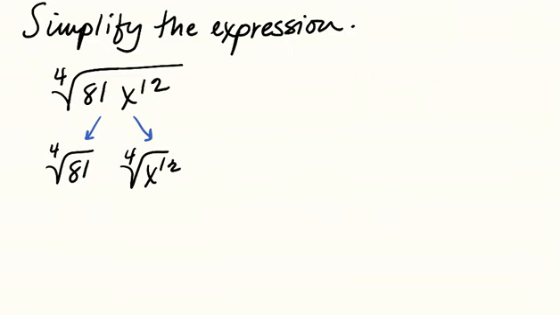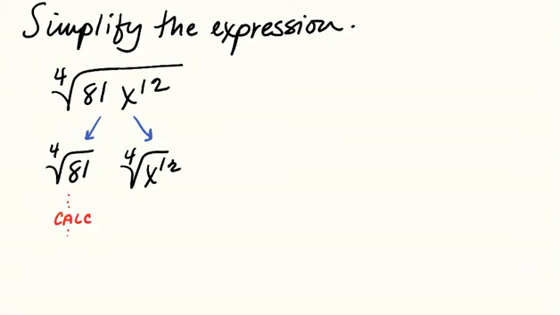Okay, the 4th root of 81 is something your calculator can help you with. The 4th root of x to the 12th is not. So that's going to be on the quiz. There's going to be ones with numbers and variables. The calculator will always help you with the numbers. Variables, not as much. Okay, the 4th root of 81, you can type that in the calculator, or maybe you just know that it's 3.